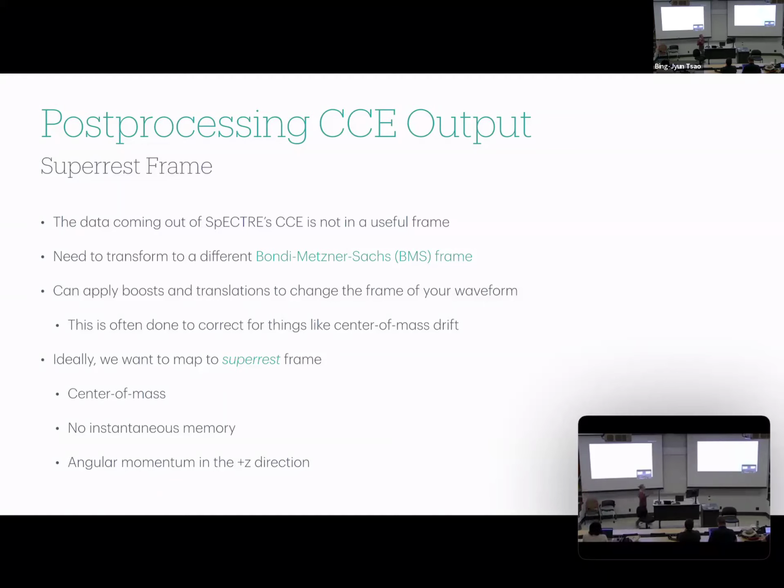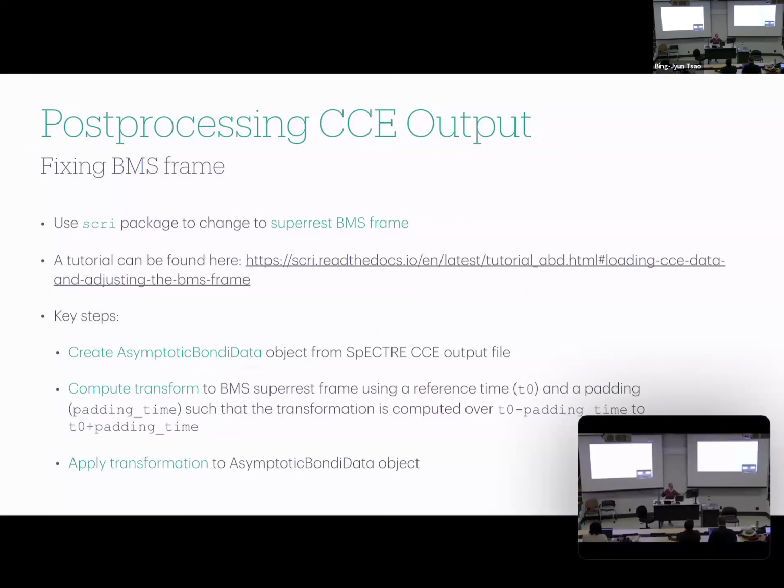Right, I already said some of this. Use the Scry package. I point to the tutorial. I know that's not super useful because you can't click it. But if you just look up the Scry documentation, it's there. But essentially, you create an object. It's a Python library. So you create an object that's the asymptotic bondi data. They call it just the ABD. And then you compute what transformation is necessary to convert it into the super rest frame. And then you apply that transformation, and then you're good.